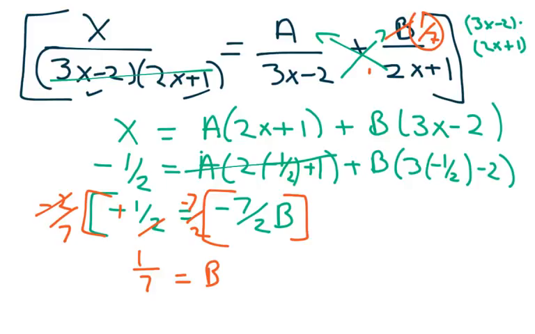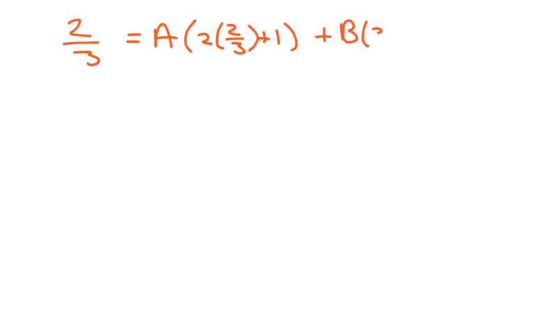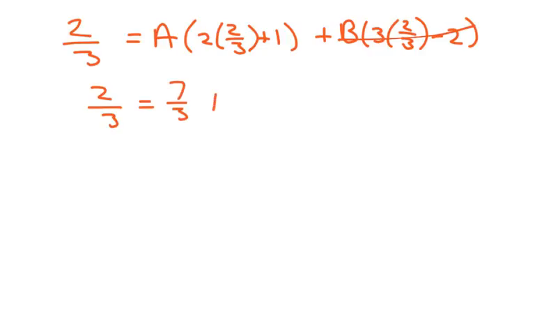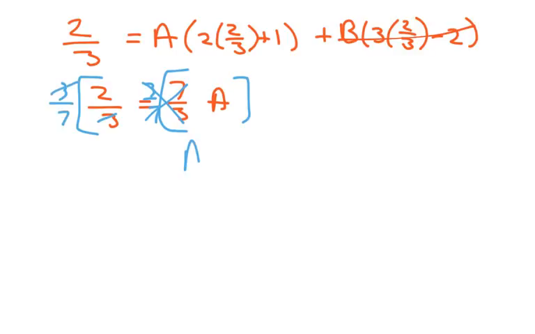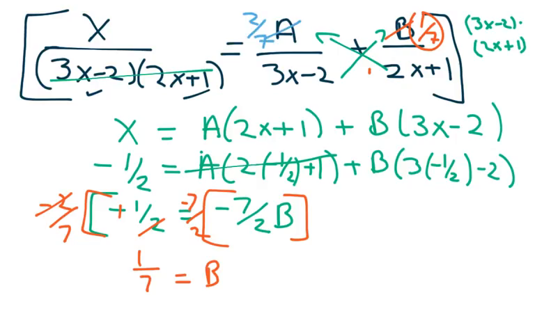Alright? Now let's let x be 2/3, or negative 2/3. Yes, 2/3. So we have 2/3 equals a times 2 times 2/3 plus 1 plus b times 3 times 2/3 minus 2. This will cancel. So basically we get 2/3 equals 7/3 a. Multiply both sides by 3/7. That cancels, that cancels. So you get a equals 2/7. Then you go back here, and a is 2/7. Alright. And that one was 31.